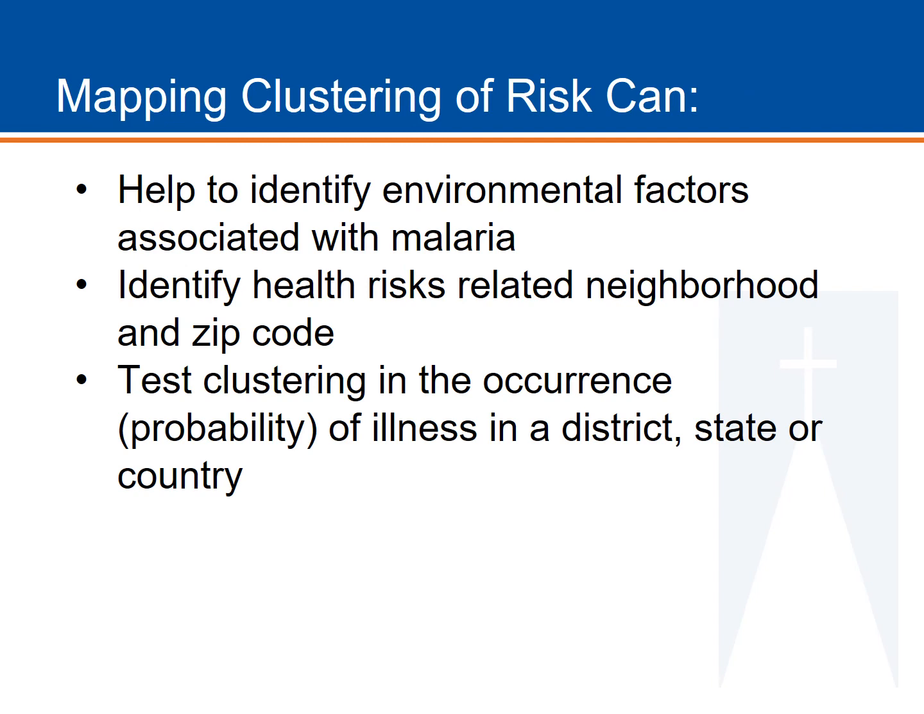Mapping clustering of risk can help to identify environmental factors associated with, for example, malaria, identify health risks related to neighborhood and zip code, and test clustering in the occurrence or the probability of illness in a district, state, or even country.